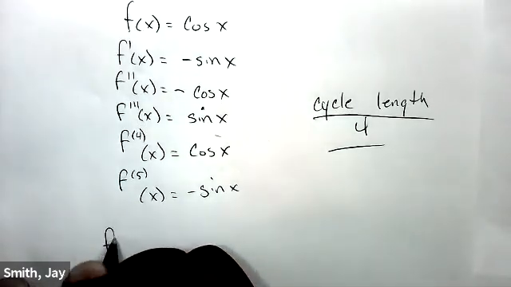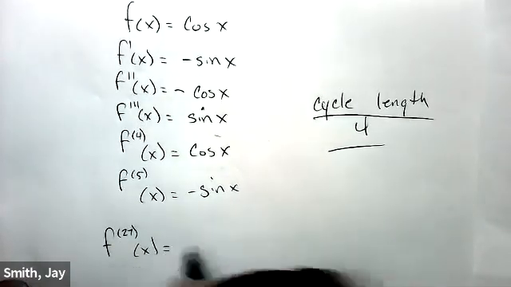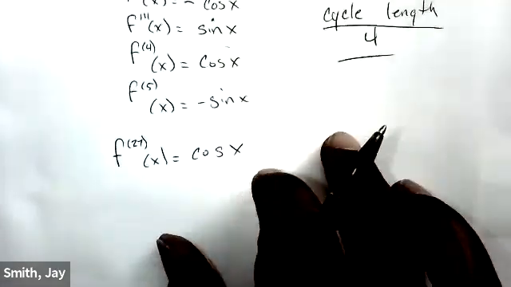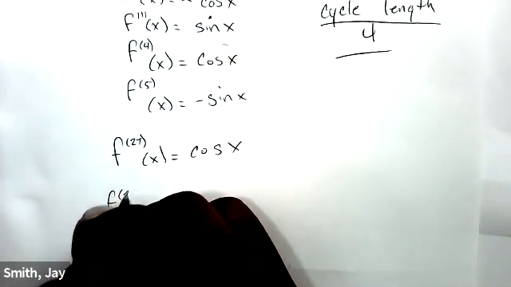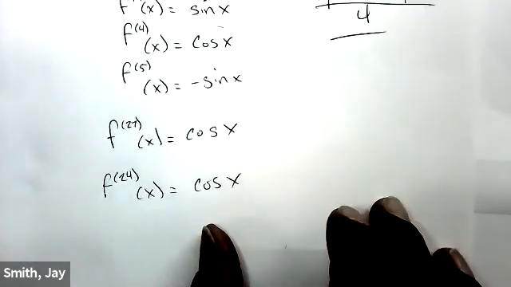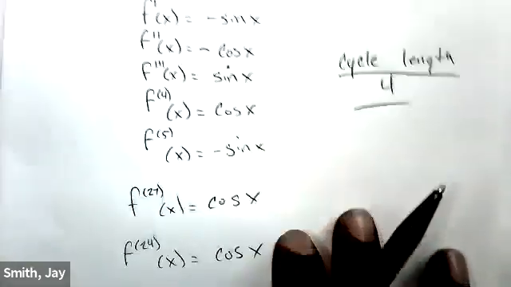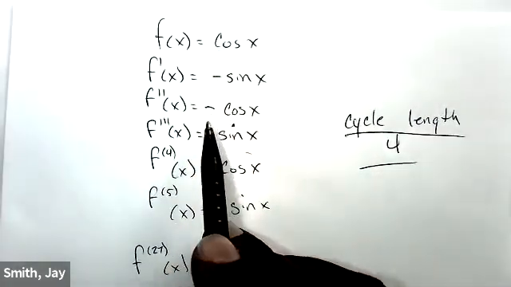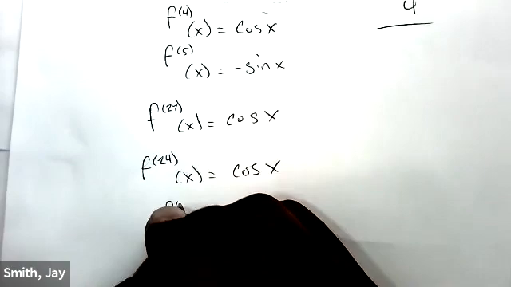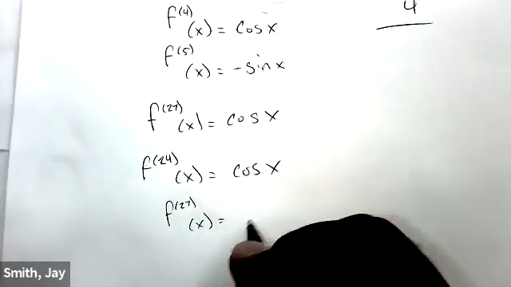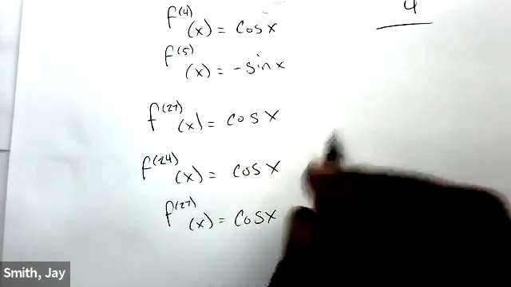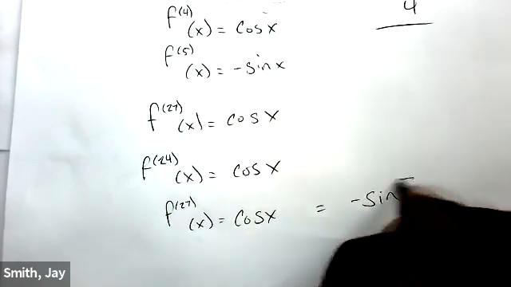So for our original problem, the 27th derivative of cosine x, we can start by noting that the 24th derivative of cosine x will be cosine x itself, because 24 is divisible by 4. So if this is the 24th derivative, 25th, 26th, 27th will be right here. Or the 27th derivative of cosine x will be equal to negative sine x.